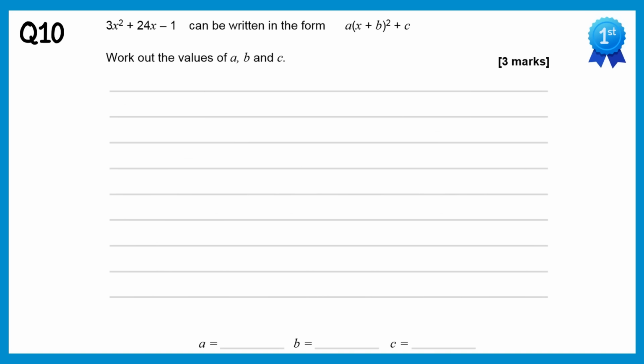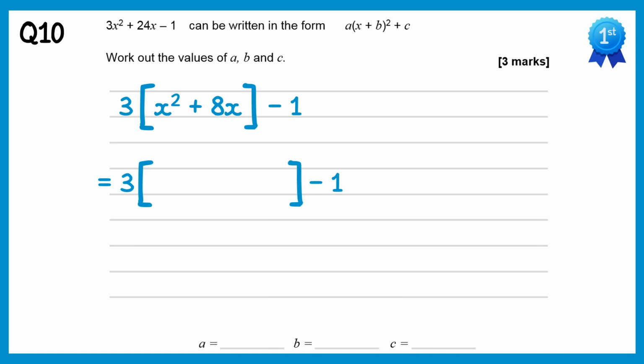In this question, we need to complete the square. If you look at the first 2 terms of this quadratic, they have a factor of 3. So we're going to factorise 3 out of those, which would give you x squared plus 8x. And then there's still this negative 1 at the end. We're now going to focus on what's inside the bracket, so we'll write everything else out as it was, and inside the bracket we're going to complete the square. So the coefficient of x was 8, so you halve this to get 4, so we need to do (x plus 4) all squared.